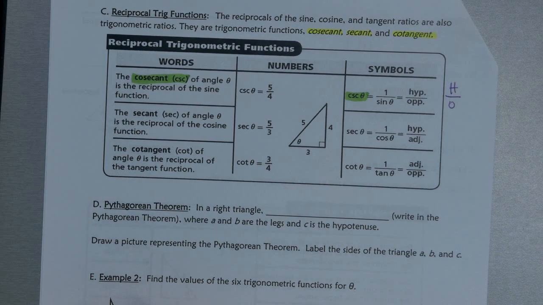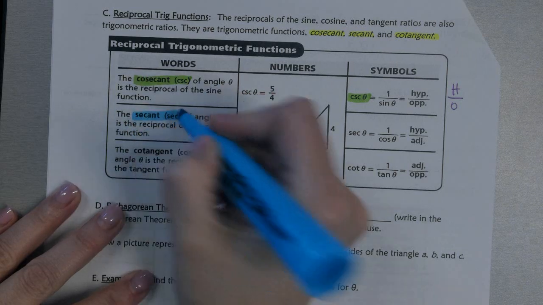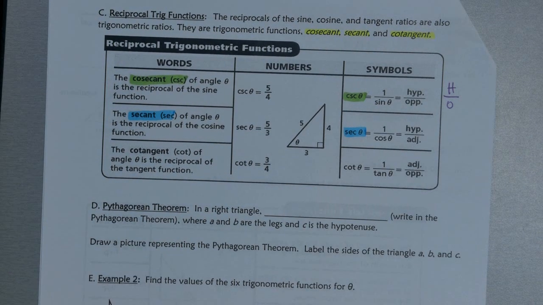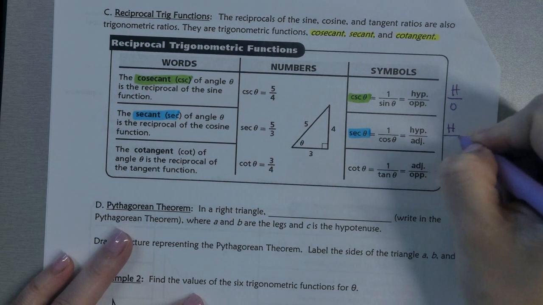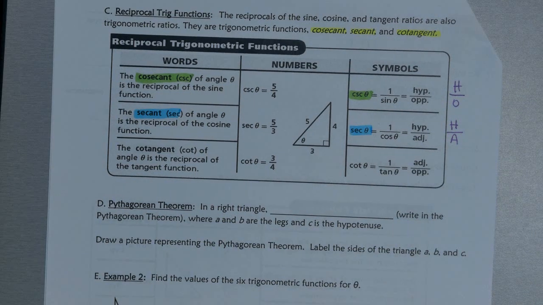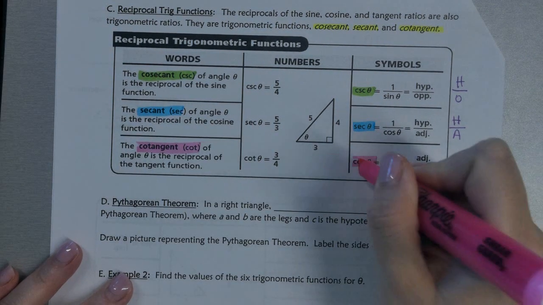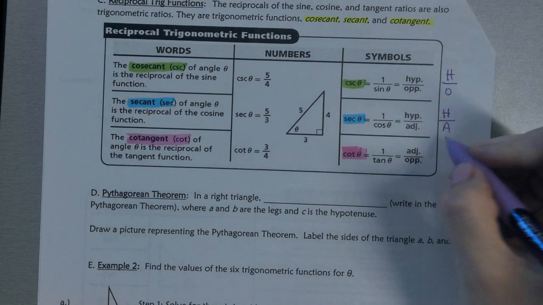Okay, now the secant is one over the cosine, so that's going to be H over A. And then the cotangent, which is generally the easiest to remember, is A over O.